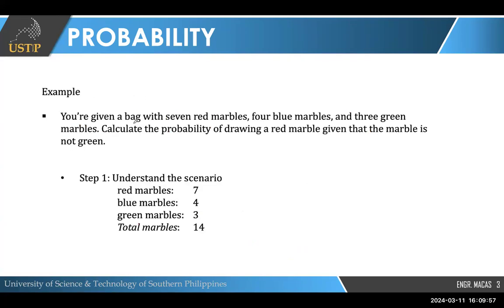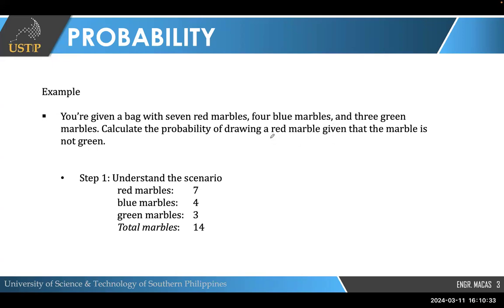Okay? So next is example setup. Okay. So you're given a bag with 7 red marbles, 4 blue marbles, and 3 green marbles. So we need to calculate the probability of drawing a red marble given that the marble is not green. Okay? So at first glance, pwede ka maghunahuna nga, ay, basin, I'll just get the probability of the red marble, no, divided by the total. So number of red marble divided by the total, that's the probability of drawing a red marble, di ba? Pero we're now given a condition. So we are going to use conditional probability in this problem.